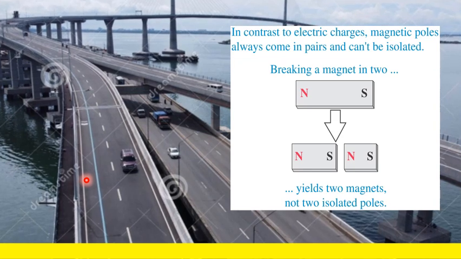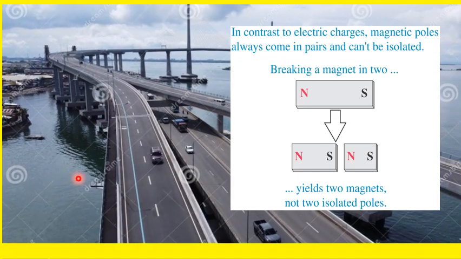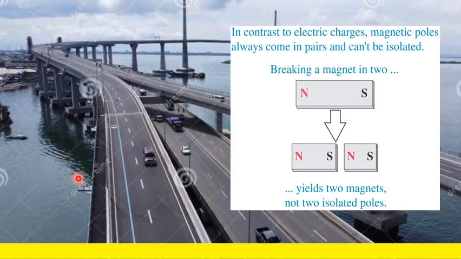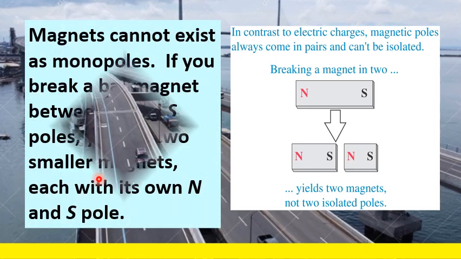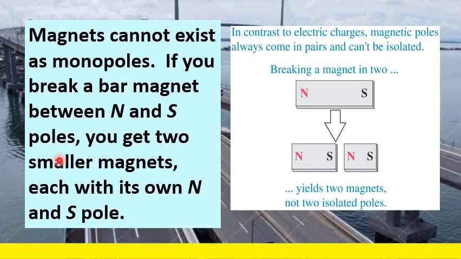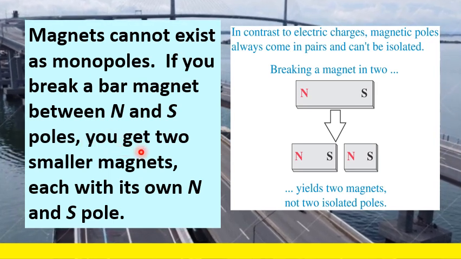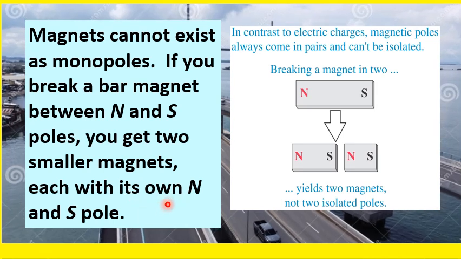Unlike electric charges, magnetic poles always come in pairs and cannot be isolated. If you break a bar magnet between the north and the south poles, you get two smaller magnets, each with its own north and south pole.